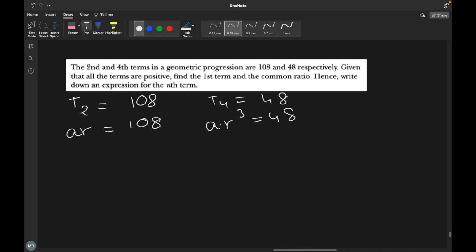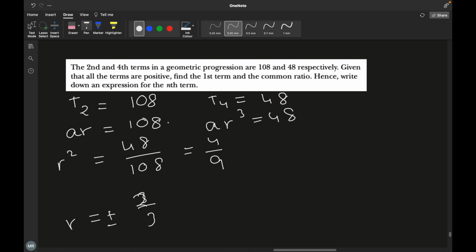If this is equation 1 and this is equation number 2, if we divide equation 2 by equation 1, we get r squared is 48 divided by 108. We get 4 by 9. And therefore, r is plus or minus 2 by 3. But it's given that all the terms are positive. Therefore, r is going to be only 2 by 3. So this is the only answer.